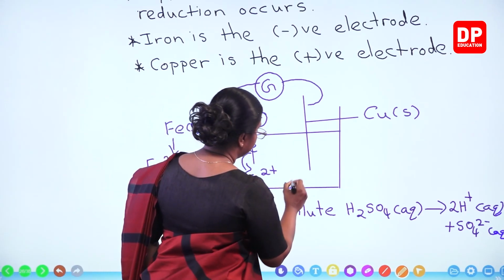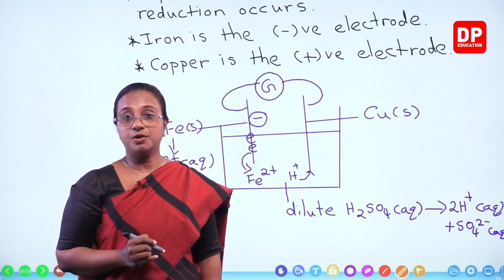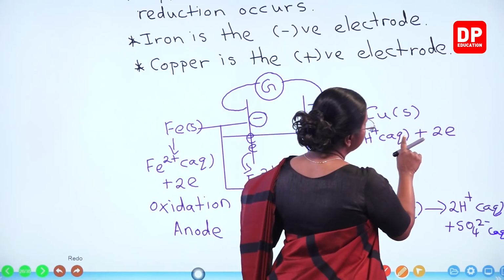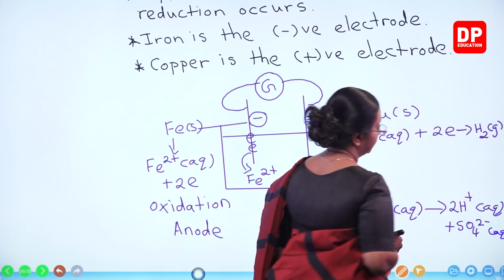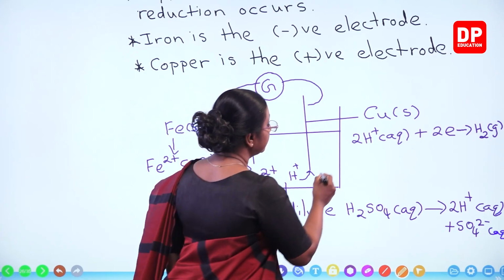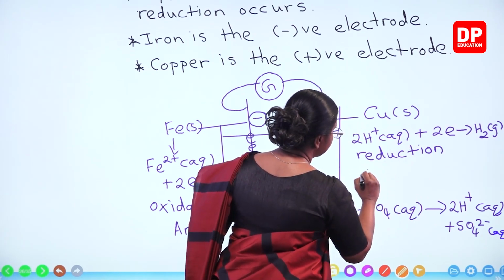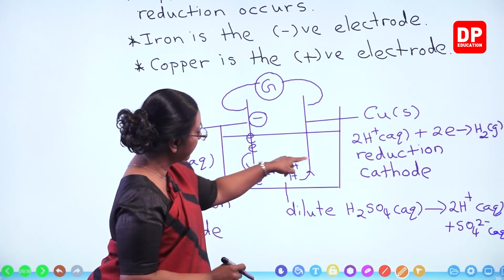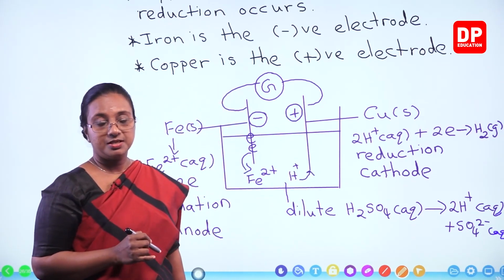And on this side, the H plus ions that are there in the solution go towards the copper, and near the copper, H plus ions take up electrons. H plus aqueous takes up electrons and becomes H2 gas. So, that is a reduction reaction. This is reduction. Therefore, copper is the cathode. And because H plus ions take electrons from copper, copper becomes positively charged.